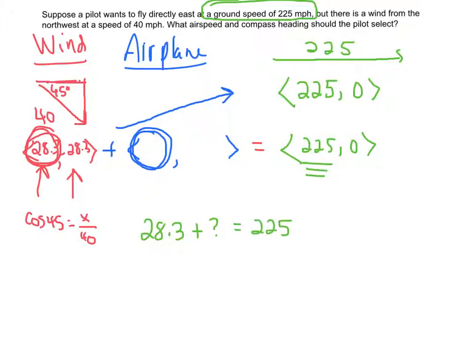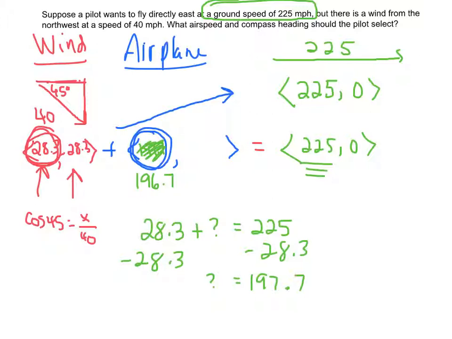So that's a fourth grade math problem to solve here. We're going to subtract 28.3 from both sides. And when I do that, that tells me that the x coordinate of our vector is going to be 197.7. Oops, sorry, I did my math wrong. Not 197.7. It's 196.7. See if I can erase that. I can't. 196.7. Sorry about that.